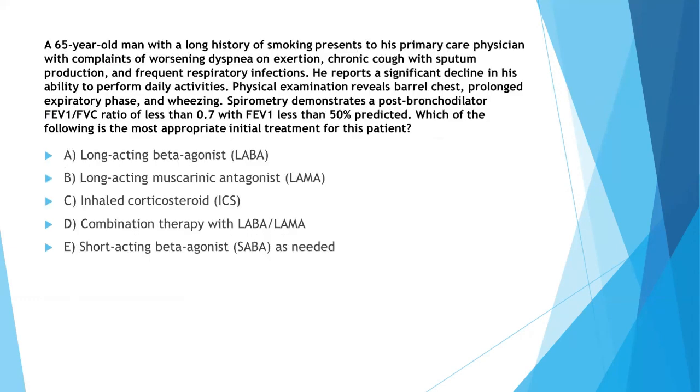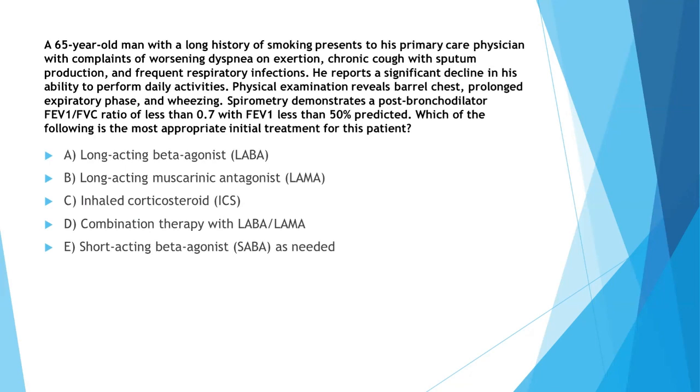So a 65-year-old man with a history of long smoking presents to his primary care physician with complaints of worsening dyspnea and exhaustion, chronic cough with sputum production, and frequent respiratory infections. He reports a significant decline in his ability to perform daily activities. Physical examination reveals barrel chest, prolonged expiratory phase, and wheezing. Spirometry demonstrates a post-bronchodilator FEV1 by FVC ratio less than 0.7 with FEV1 less than 50% of predicted. Which of the following is the most appropriate initial treatment for this patient?